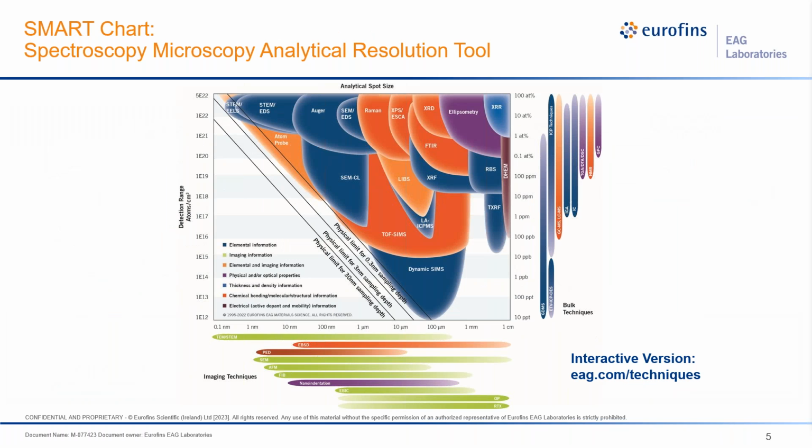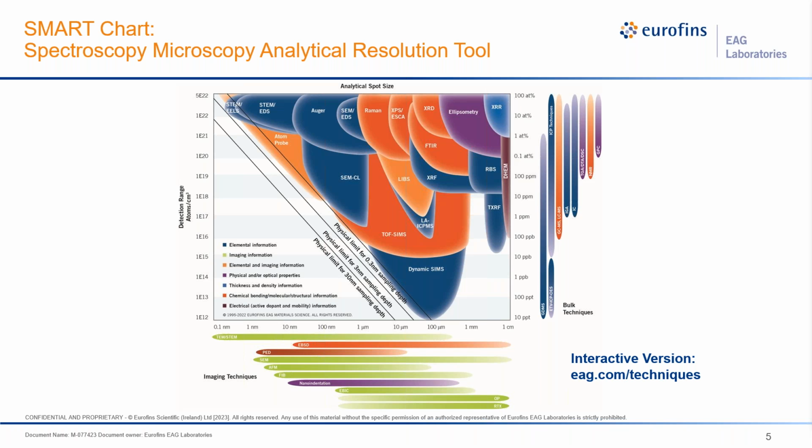Now let's take a look at the SMART chart. SMART is an acronym for Spectroscopy, Microscopy, Analytical Resolution Tool, and it shows the techniques we have at EAG. This SMART chart allows us to compare the spot size and detection limit of each technique. The techniques are color-coded according to the descriptions at the lower left. For example, dark blue areas provide elemental information, primarily, while green shows imaging information.